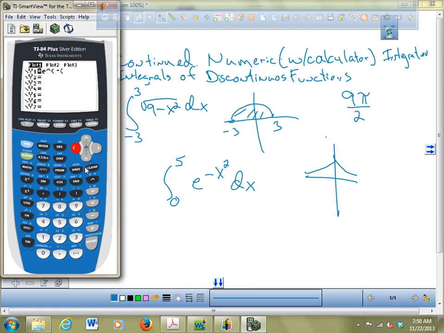To the negative x squared, and close my parentheses, I get a graph that looks like that, kind of, and I want to integrate that from 0 to 5. And so what you might want to do is change your window, because this is a trig window. I'm going to go zoom 6.